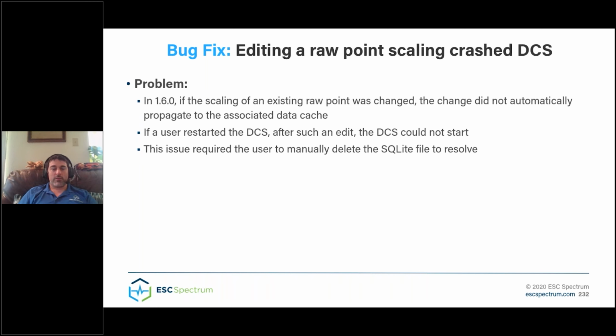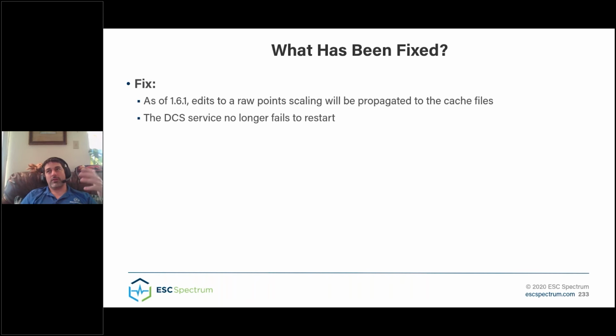Editing raw points, scaling crash DCS. In 1.6, there's an issue where sometimes if you change the scaling of a raw point, you couldn't set the value properly, and you couldn't restart the DCS, and it was just because of the SQLite cache in the background, which wasn't a big deal. You could just delete the cache, but that's really inconvenient to have to do. So now, as of 1.6.1 and this release, if you change the scaling, the DCS will restart as expected. It automatically takes care of that caching issue.